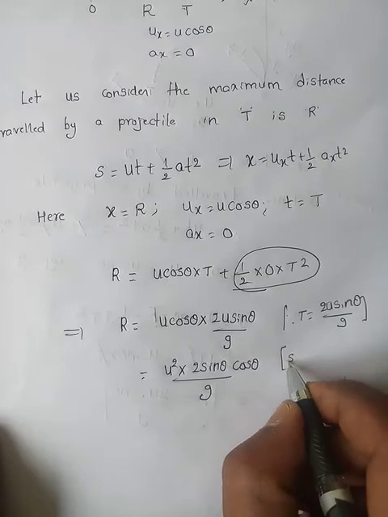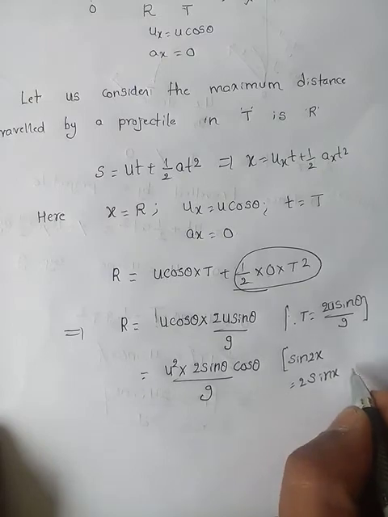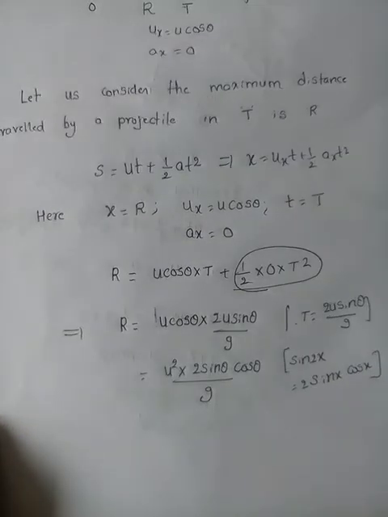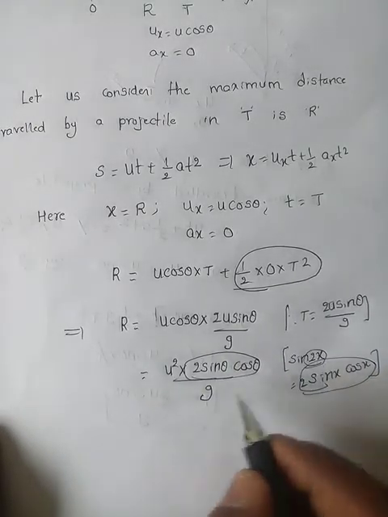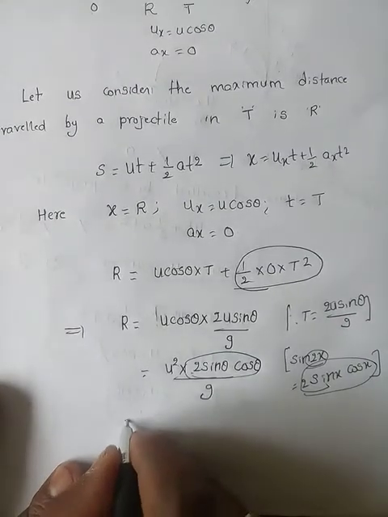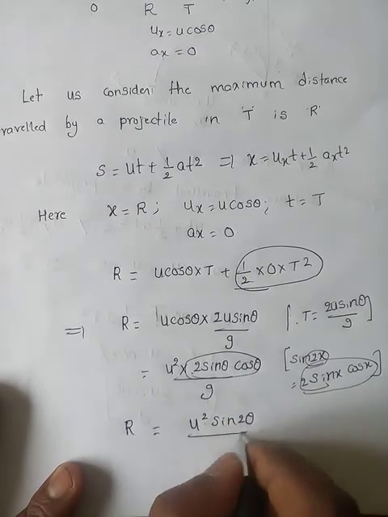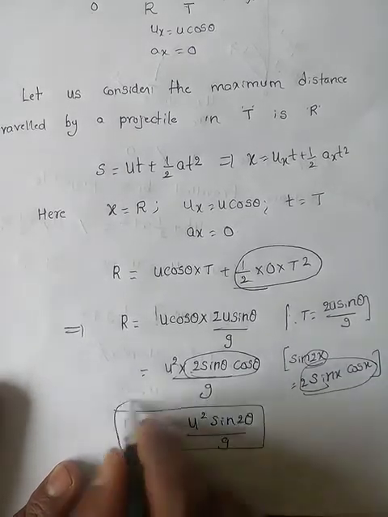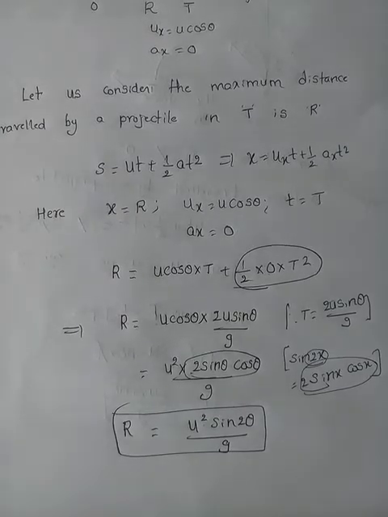There is a trigonometric formula: sin 2x is equal to 2 sin x into cos x. So 2 sin theta into cos theta can be written as sin 2 theta. So I can write the range formula as u square sin 2 theta by g. You should not confuse height and range, because height is u square sin square theta by 2g, whereas range is u square sin 2 theta by g.